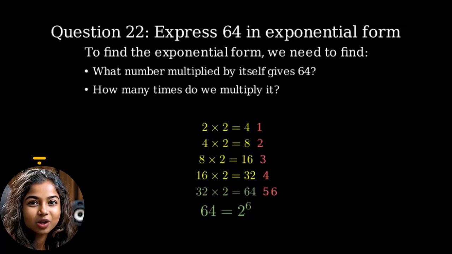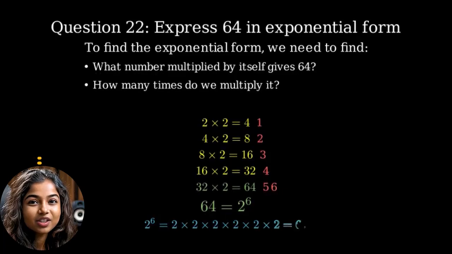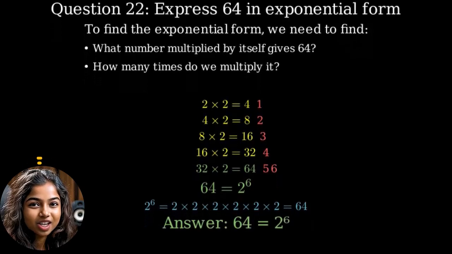To verify our answer, we can write out 2 to the 6th as 2 times 2 times 2 times 2 times 2 times 2, which is equal to 64. So the answer to question 22 is that 64 can be expressed in exponential form as 2 to the 6th.